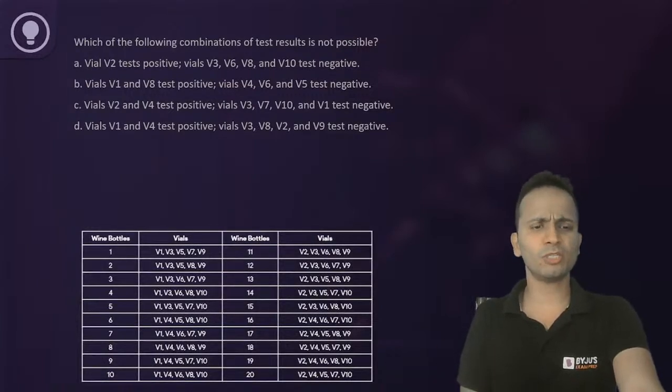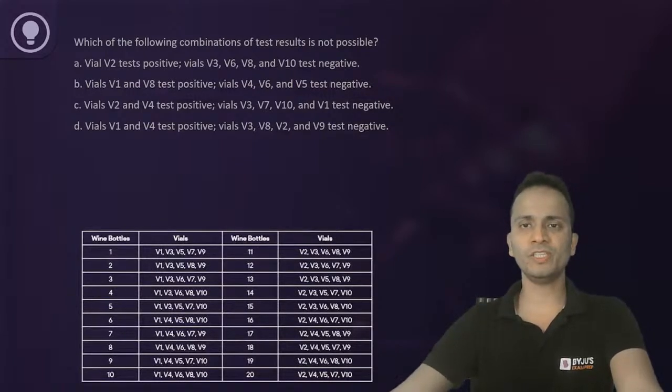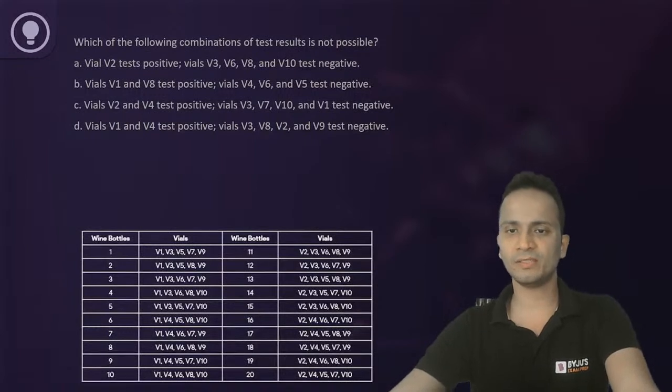जल्दी से आंसर दो, बहुत इजी क्वेश्चन है. You just have to analyze each of these options and you will get your answer. So write your answer in terms of option A, B, C, D.